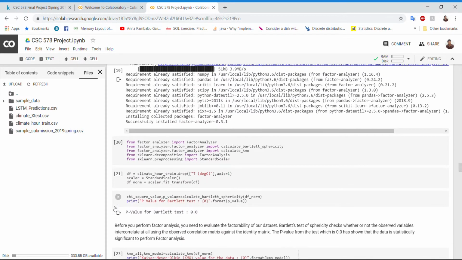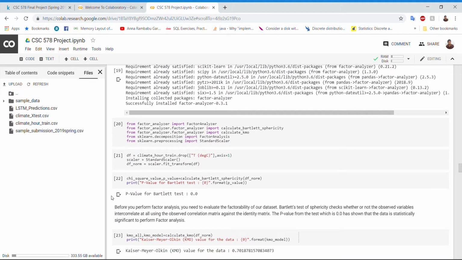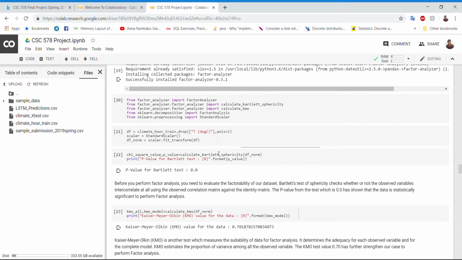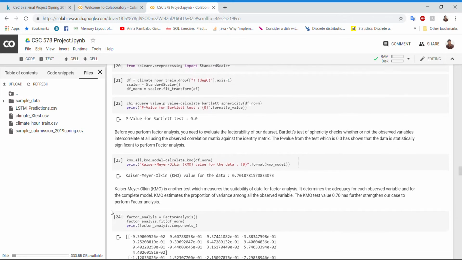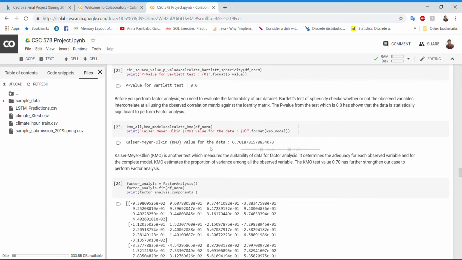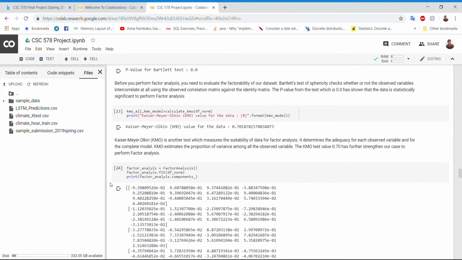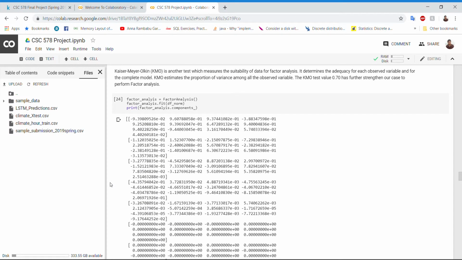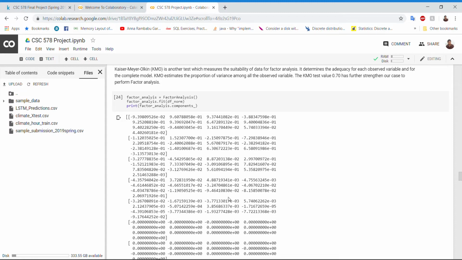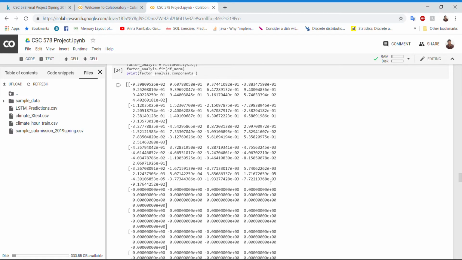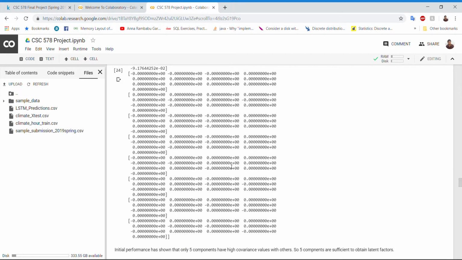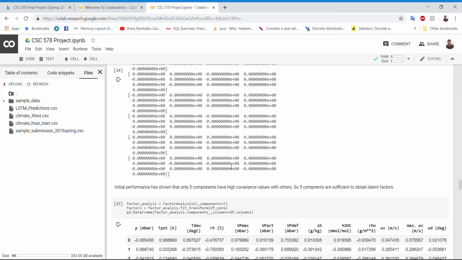After that, I have performed the latent factor analysis to determine the latent factors. So I performed the Bartlett test. We got p-value 0.0, indicating that the data is statistically significant, and also the KMO value we got is 0.7, which should be greater than 0.5. So all of this is showing that the data is well suited to do factor analysis. And when I did the factor analysis for all the components, here are all the covariance values I got. After 5 factors, the remaining factors are not having good covariance values, so it's good to go with 5 factors.